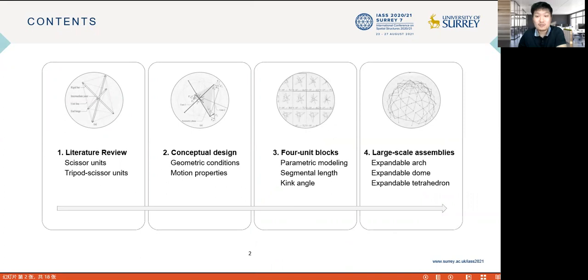Part 3 is the parametric modeling and analysis of 4 unit blocks. The parametric analysis focuses on 2 geometric factors, the segmental length and the kink angle. Lastly, a series of large-scale deployable forms were designed, including an expandable arch, dome, and a tetrahedron.